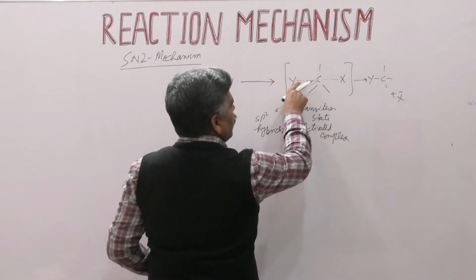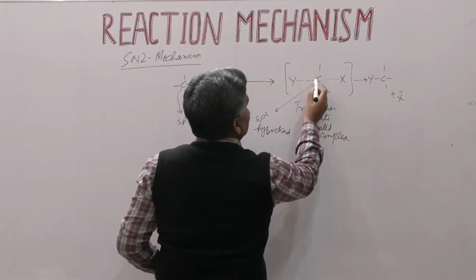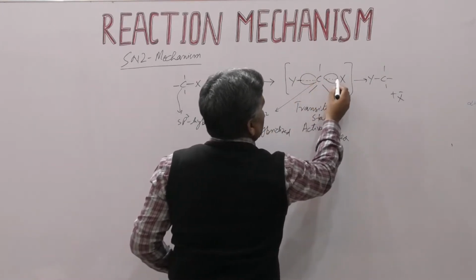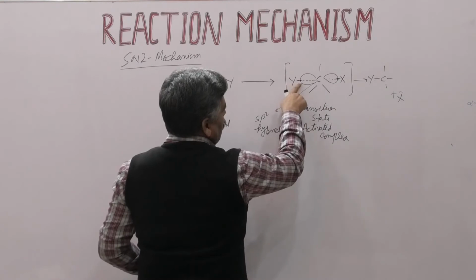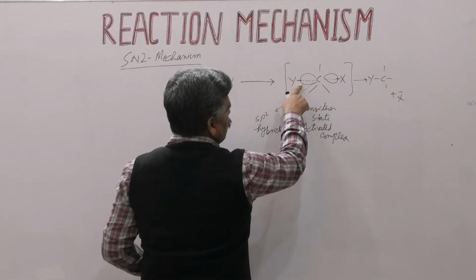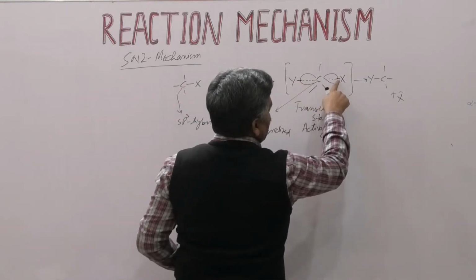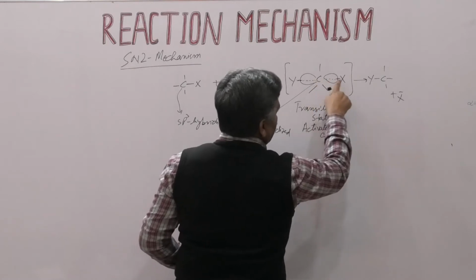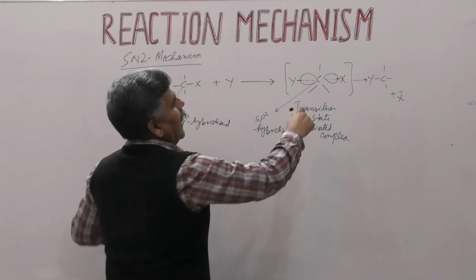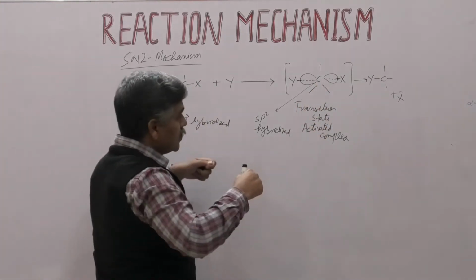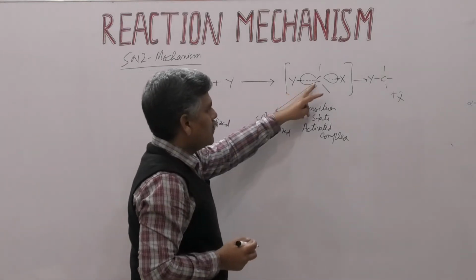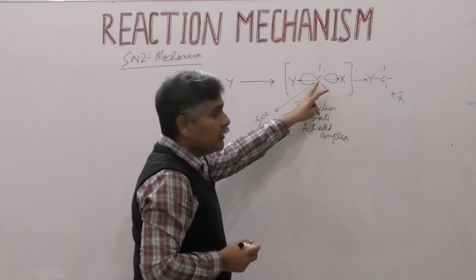At the same time, here we have two lobes, suppose one lobe and two lobes. These lobes show that Y forms a bond with carbon by overlapping with one lobe, and at the same time the bond between carbon and X, this lobe, leaves this X, and the bond between carbon and X is cleaved. So this carbon is sp2 hybridized, and right now this X is still attached with the carbon.